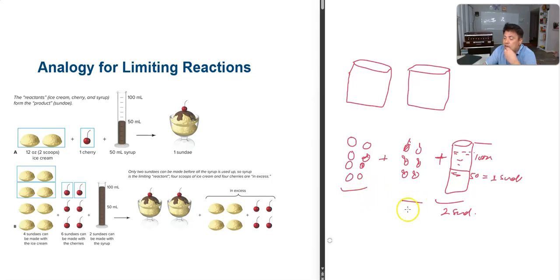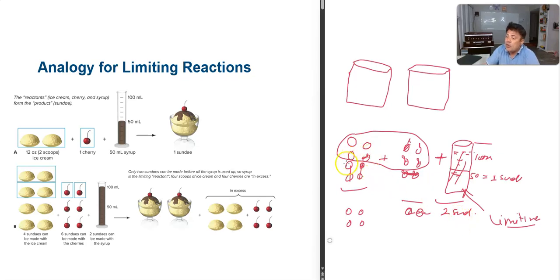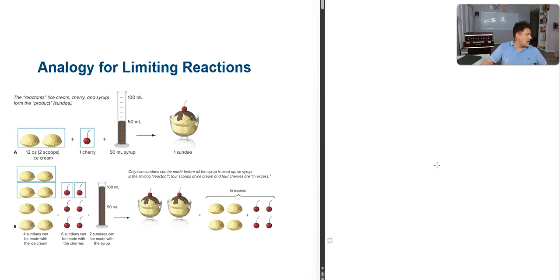To make 2 sundaes, how many cherries do you need? 2 cherries. How many scoops? 4 scoops. So 4 scoops, 2 cherries, 100 ml. Look at that, these are left over. Whatever completely goes away, the syrup, that is the limiting reactant. We have a limited amount of that, and more than enough of the others. So these scoops and cherries are in excess, but we have a limited amount of syrup. That's the concept, that's the analogy. The same thing happens in chemical reactions also.